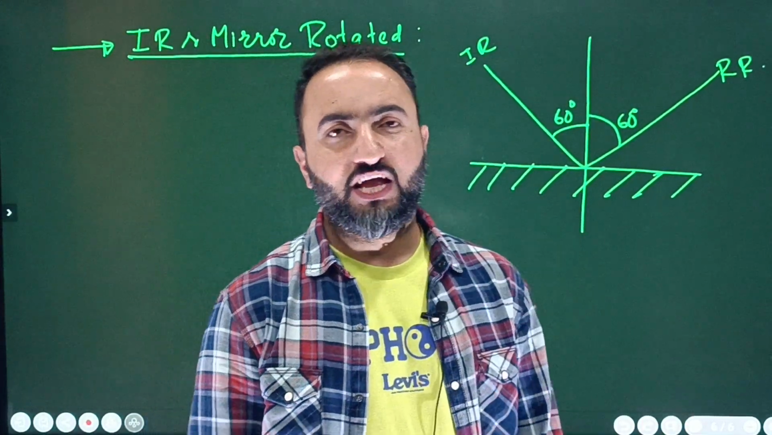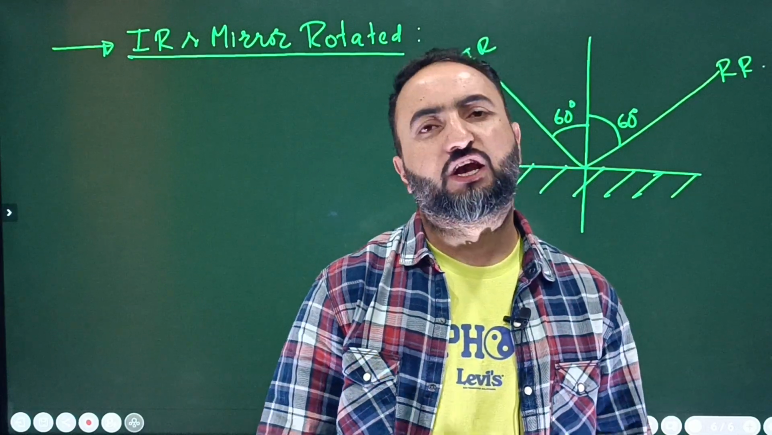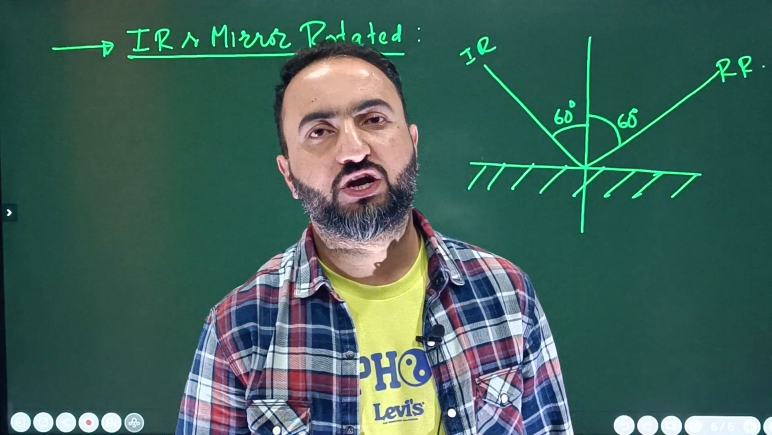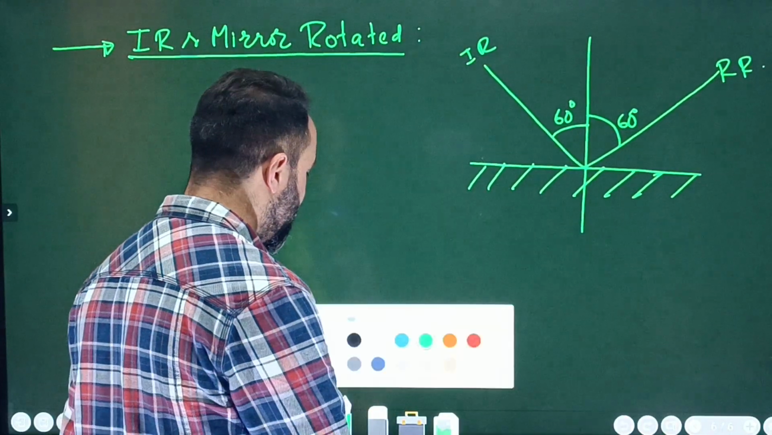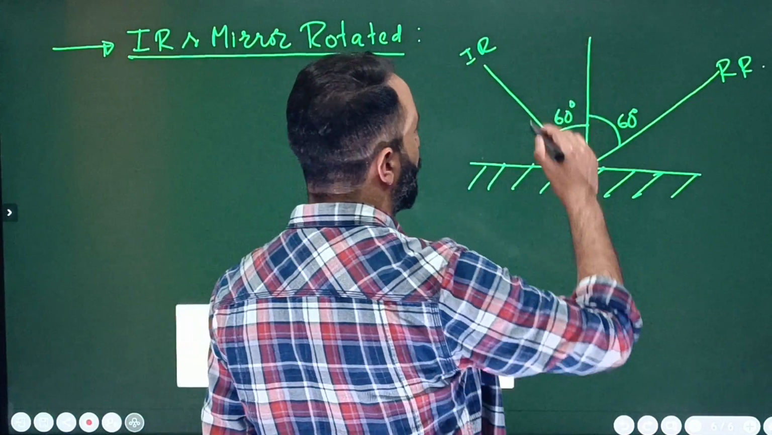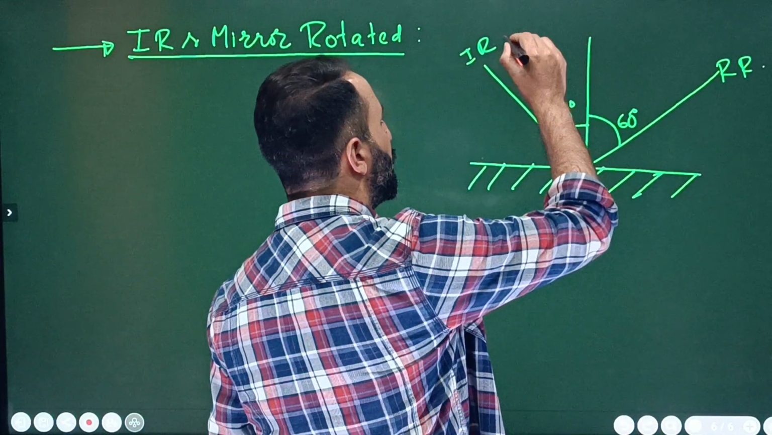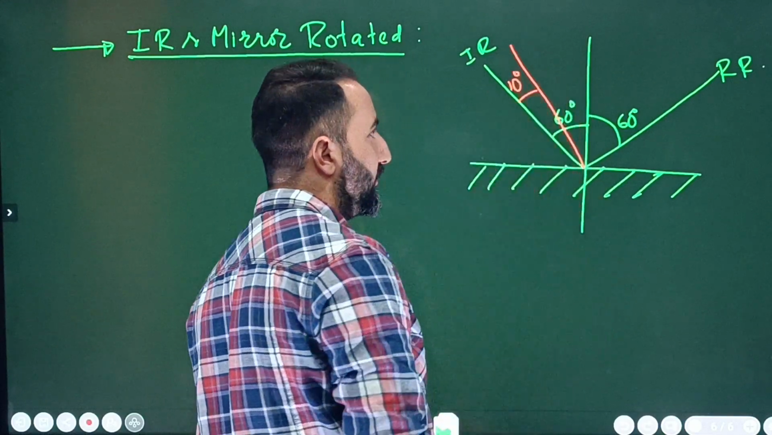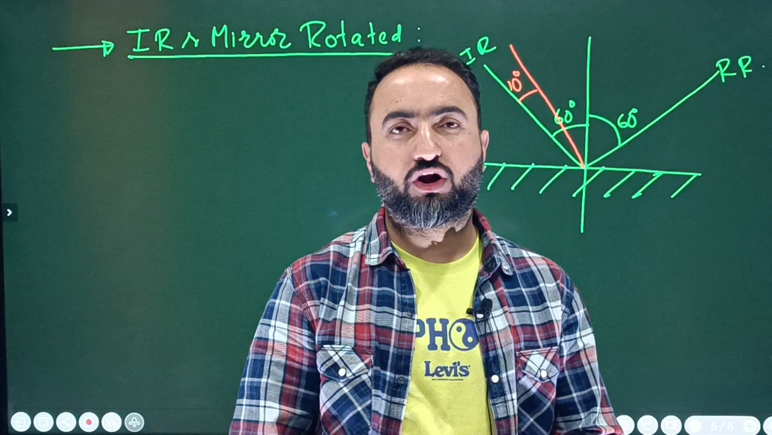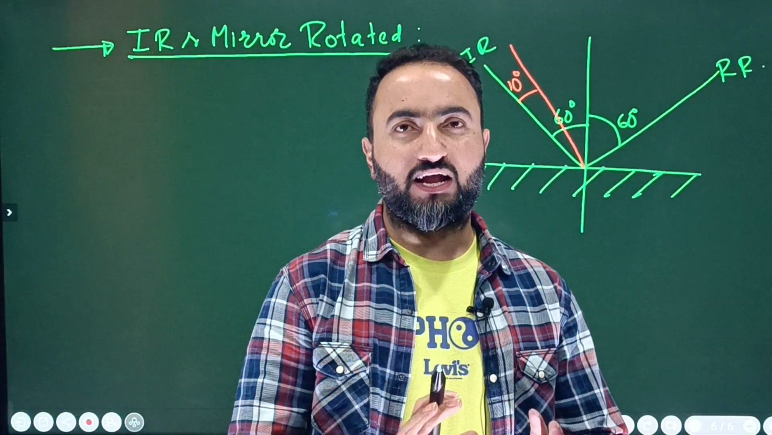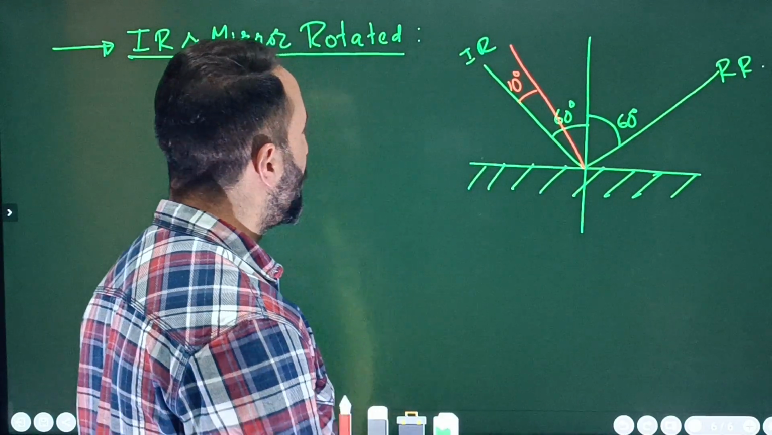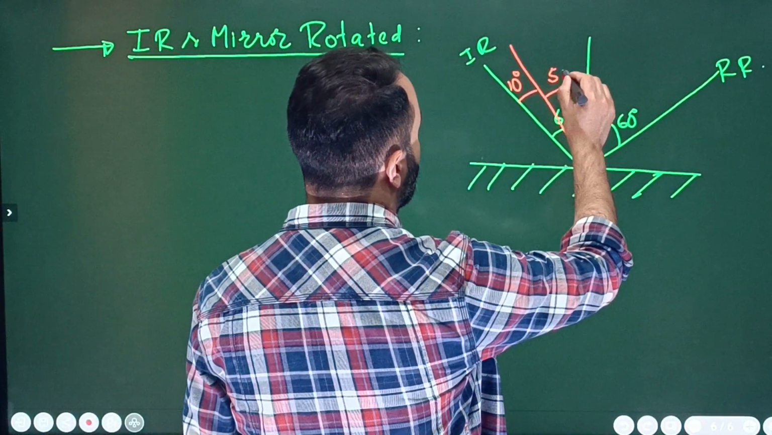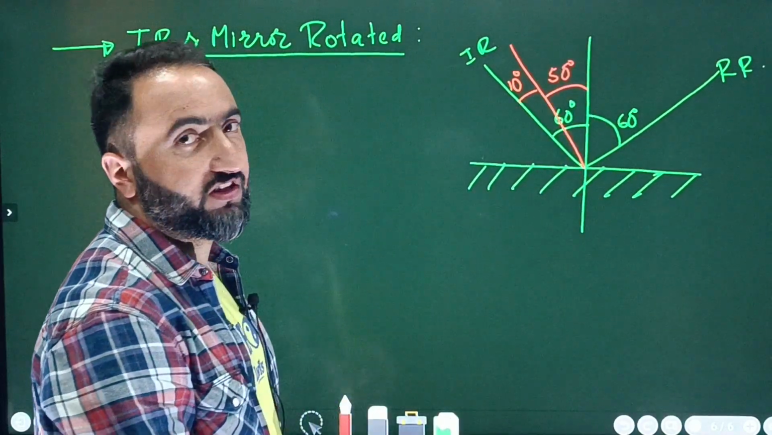Now the question is, if the incident ray is rotated, there are obviously two choices. The incident ray can be rotated clockwise or anti-clockwise. Let's first rotate the incident ray clockwise, from here to here. This is the new position of the incident ray, and it is rotated, suppose, by an angle of 10 degrees. What will be the new angle of incidence? This is 60, this is 10, so this angle is 50 degrees.